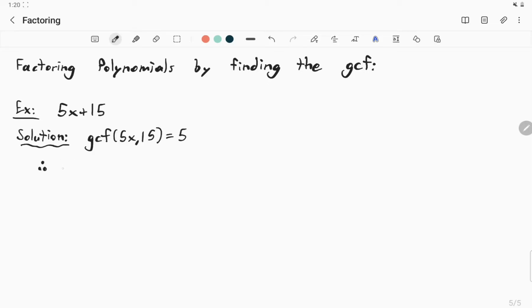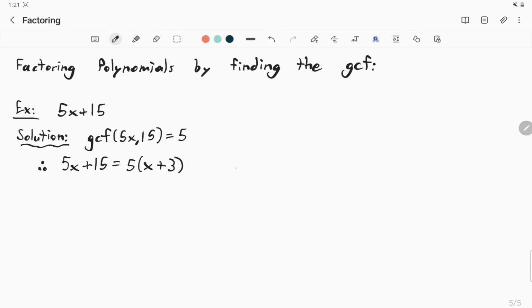Therefore, to factor that polynomial, 5x plus 15, what you do is you pull out your greatest common factor to the left, or the right. I'm going to pull it to the left. It's 5 times, well, what's 5x divided by 5? It's just x. What's 15 divided by 5? It's 3. So you pull out the 5 from both terms.